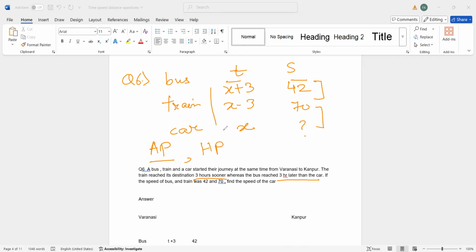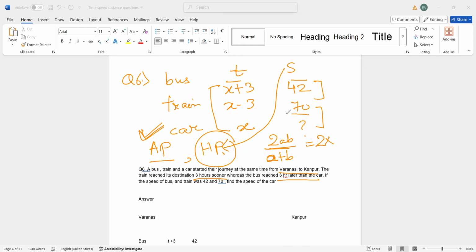If you look at these 3 parts, x plus 3, x, x minus 3, they happen to be in arithmetic progression, which means that speed is nothing but a reciprocal of time, because they are traveling the same distance at the end of the day, Varanasi to Kanpur. So these speeds have to be in HP. And the beautiful formula of HP, which is also coming from average speed, I'll just shortly give you that formula: 2ab by a plus b. Now what is a and b?